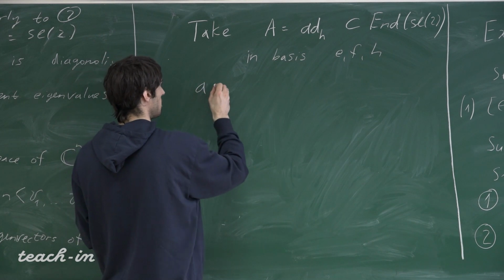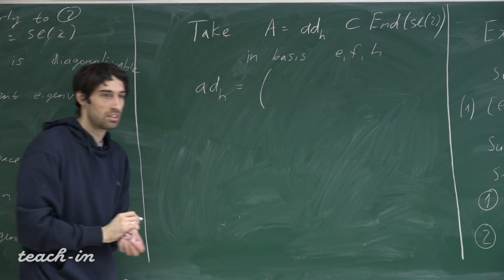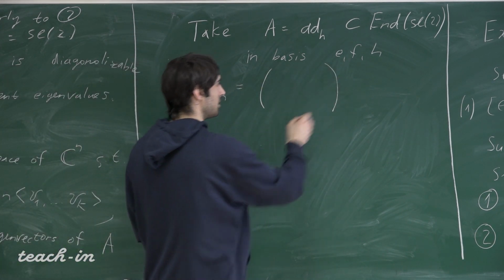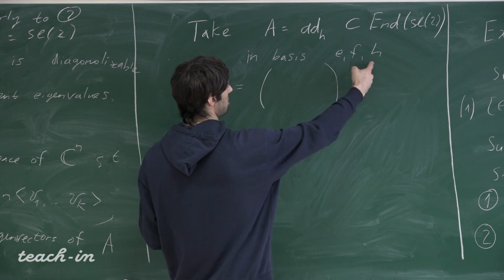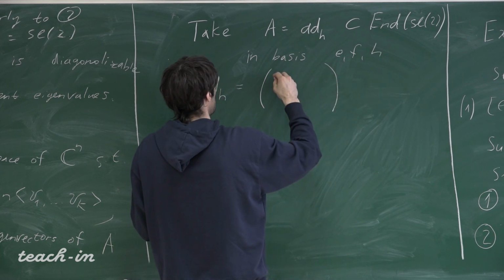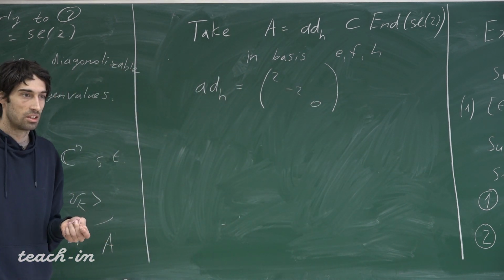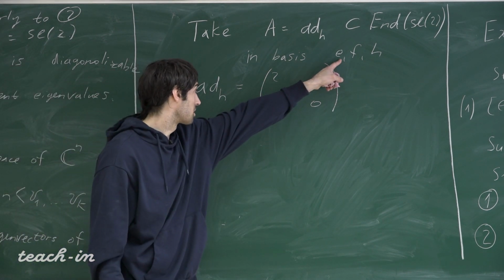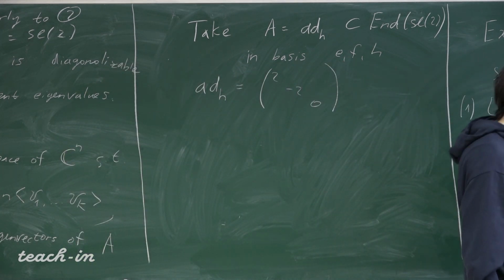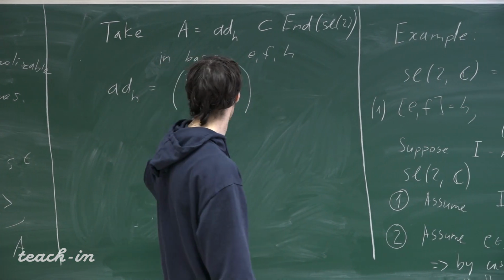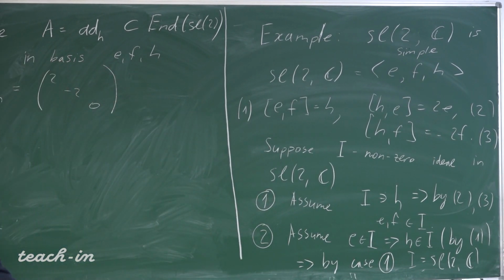Then what is this matrix in this basis? You tell me. 0, 2, -2. Yeah, well, maybe in this order, since I wrote it: 2, -2, 0. E is an eigenvector of ad H with eigenvalue 2. Then F is an eigenvector of ad H with eigenvalue -2. And H commutes with itself, so it's 0 here.